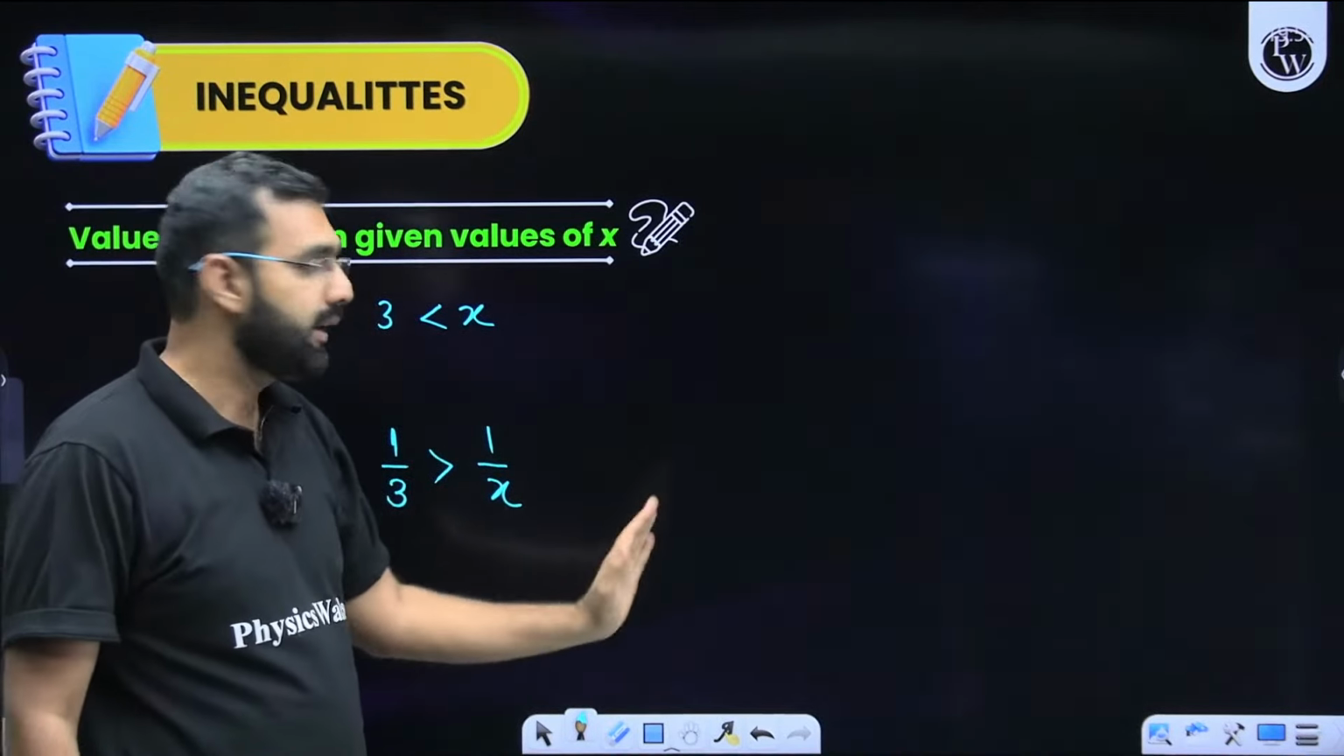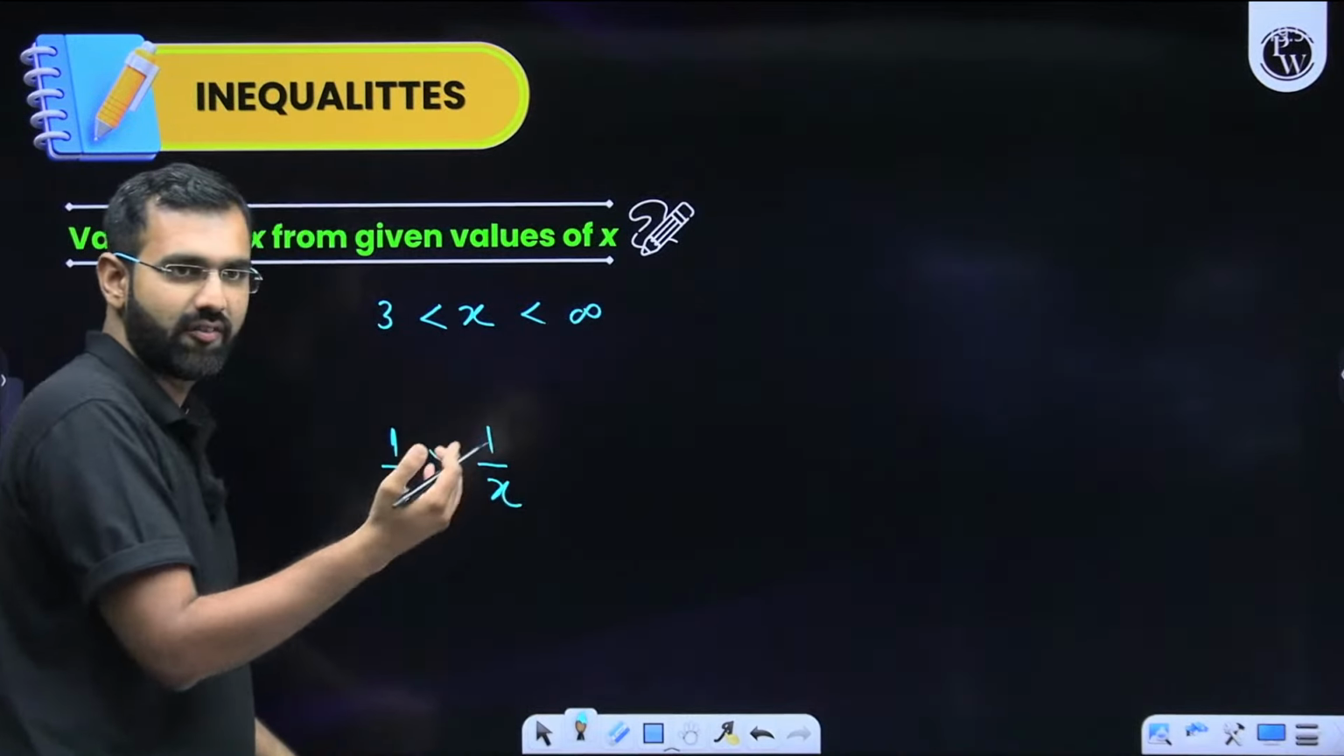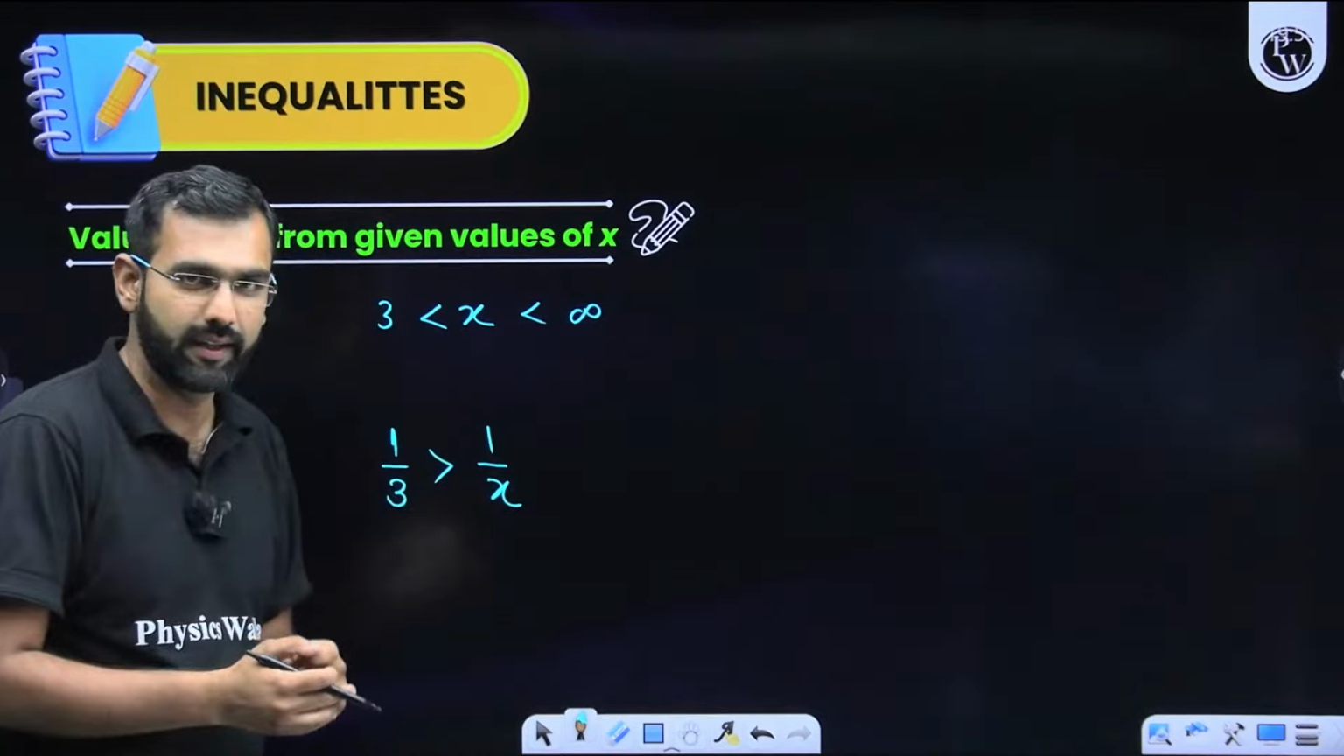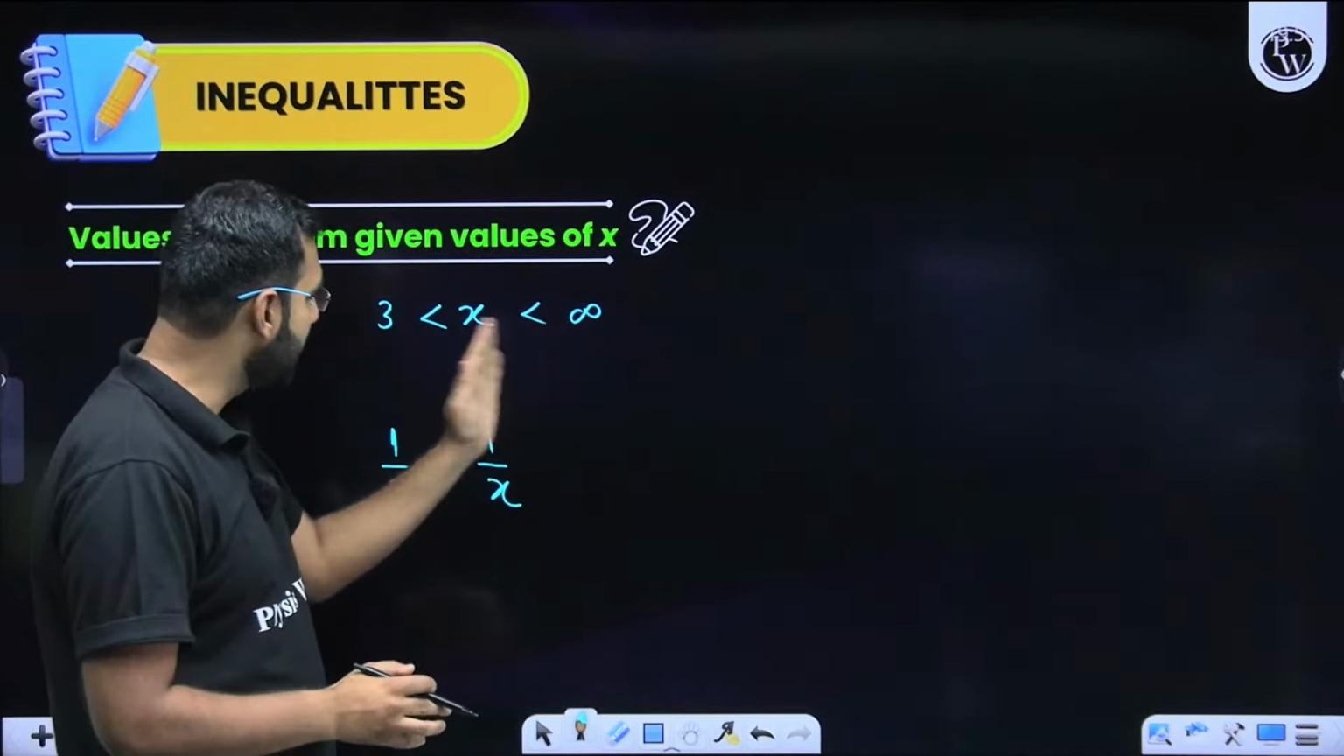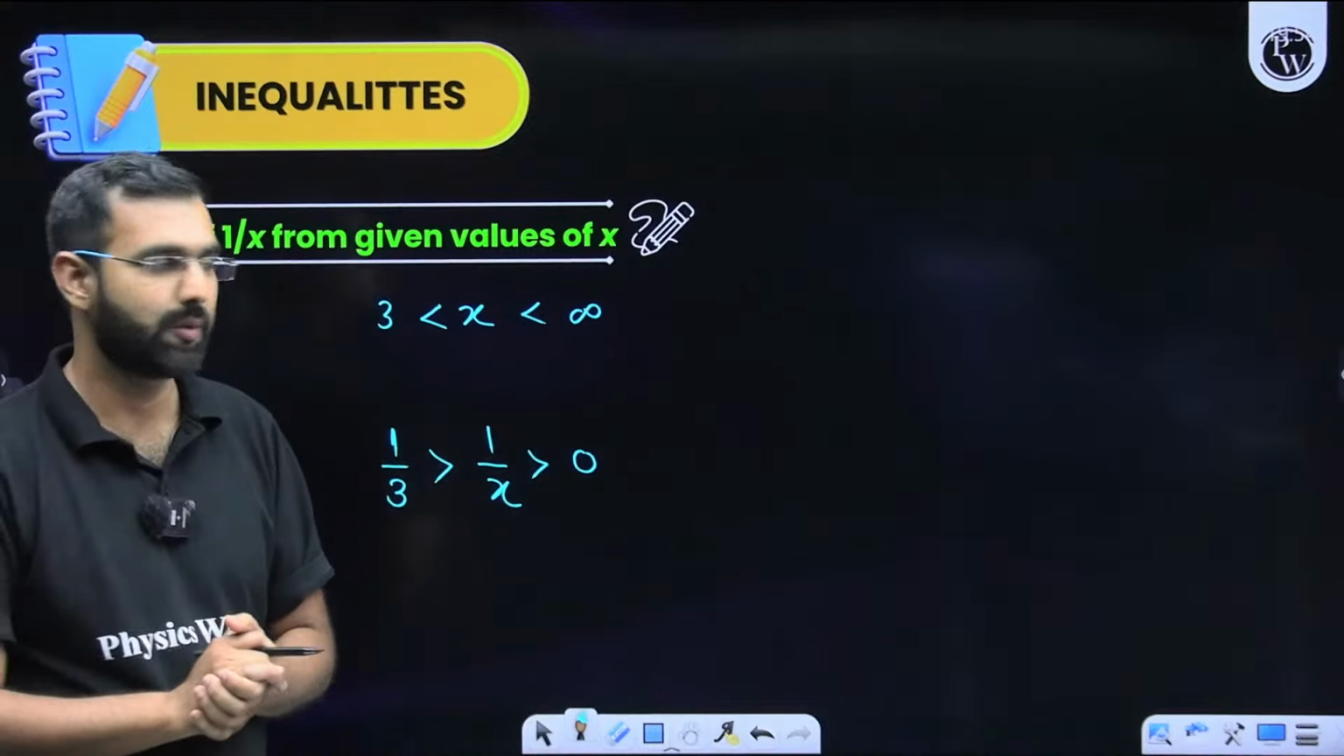But up to what extent? Will it be greater than some number? Now please understand, x is greater than 3, which means what? It is always less than infinity, although you don't write it like this mathematically, but just to make you understand, I'm trying to give you more clarity on this. Now when I'm taking the reciprocal, it will be 1 by infinity, and 1 by infinity is what? 0. Are you getting what I'm saying?